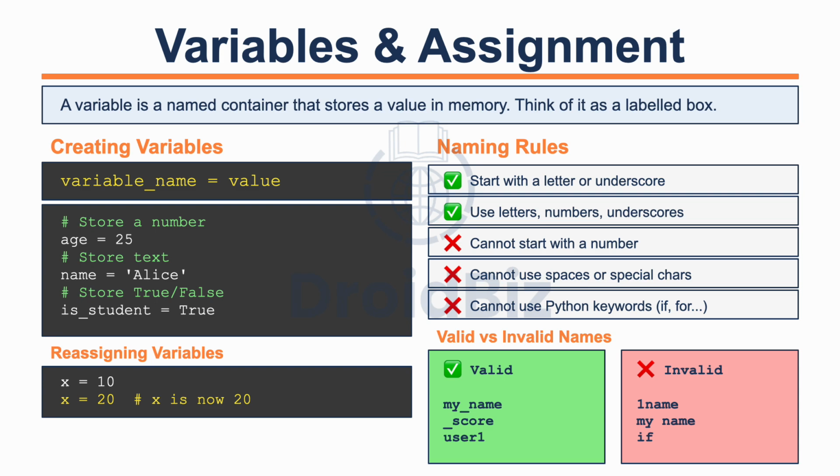To store text, write the text in quotes. For example, name = "Alice" in quotes. The quotes tell Python this is a string of text. To store a true or false value, write is_student = True. Notice that True starts with a capital T in Python.